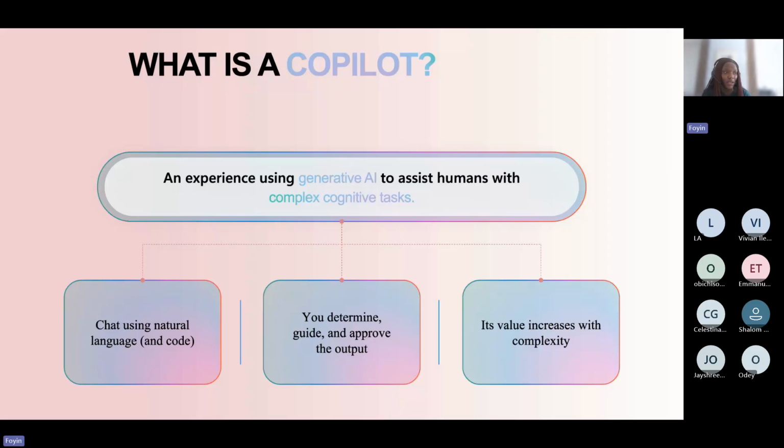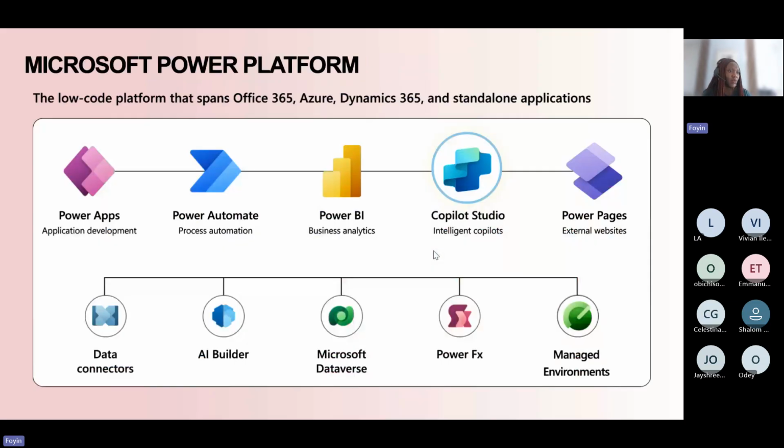It increases the value that we get. So those are some of the things that Copilot gives to us. Now, we'll just go back to the stack of the Power Platform so we understand a bit about what the wider picture is and then what we're zooming in on today.